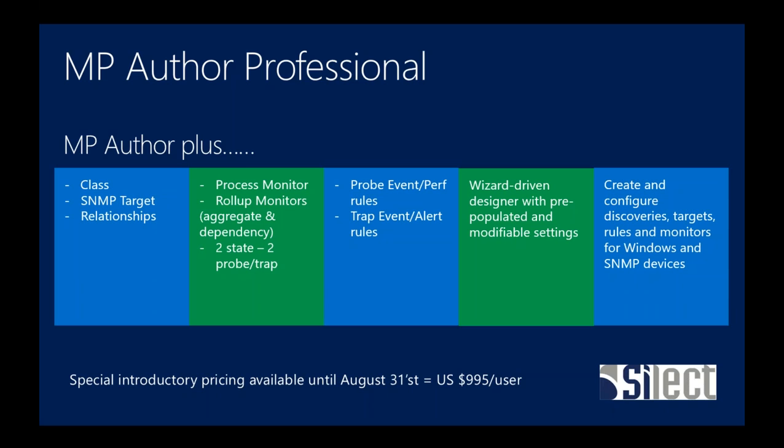In terms of monitors, for advanced authoring, you can create process monitors, roll-up monitors, which include aggregate and dependency monitors, as well as two-state, two-probe, and two-state, two-trap monitors for your SNMP management packs. For rules, you can create probe event and probe perf rules, as well as trap event and trap alert rules.